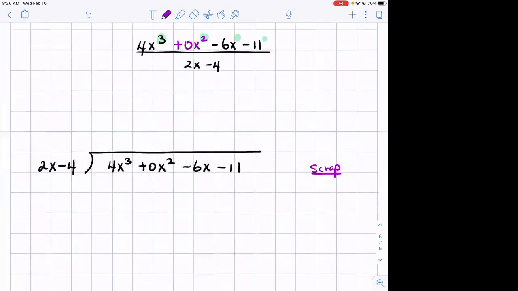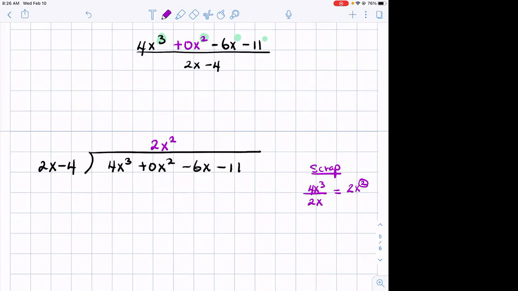So the first term on the inside is 4x cubed. The first term on the outside is 2x. If you do this division, 4 divided by 2 is 2, and x cubed divided by x is x squared. So I will write this x squared term above the x squared term, which happens to be the placeholder. So this becomes 2x squared here.